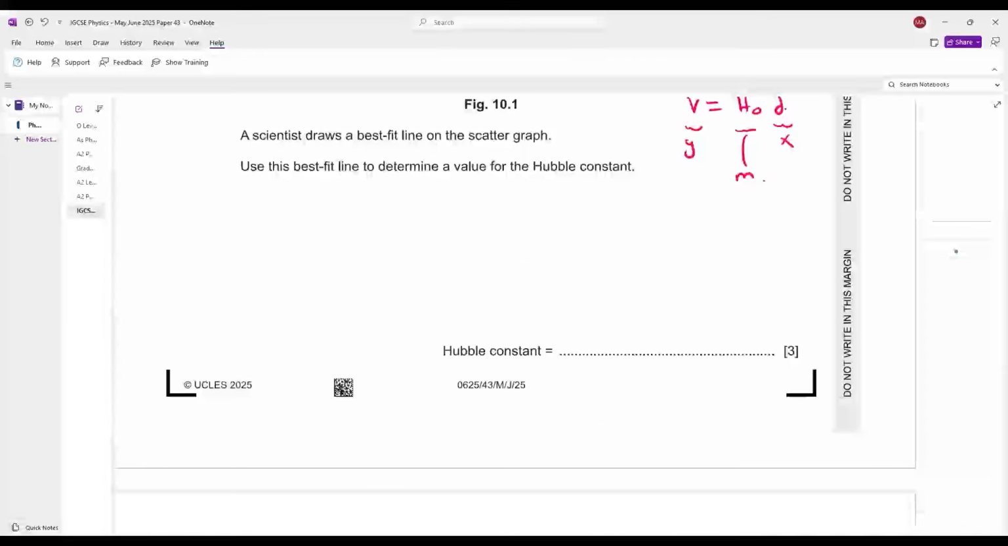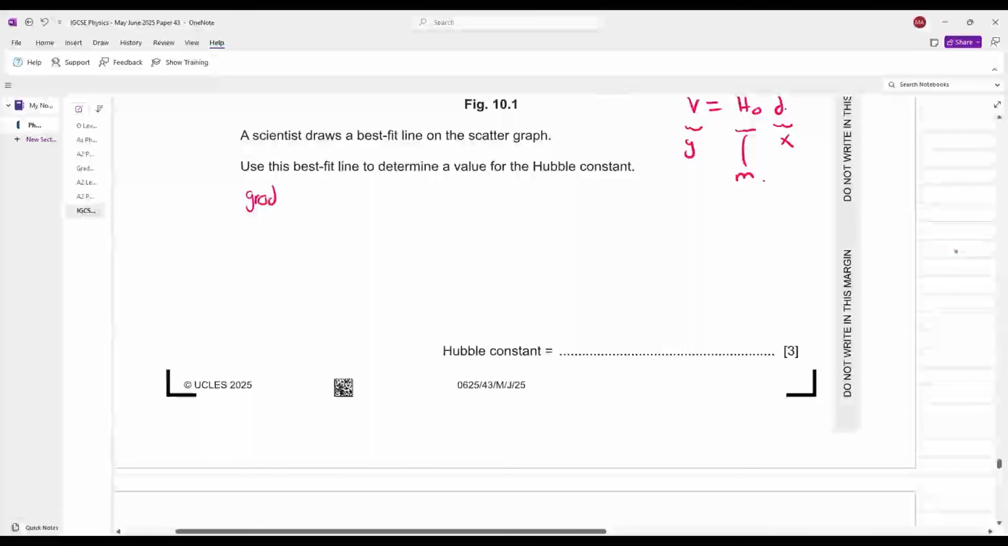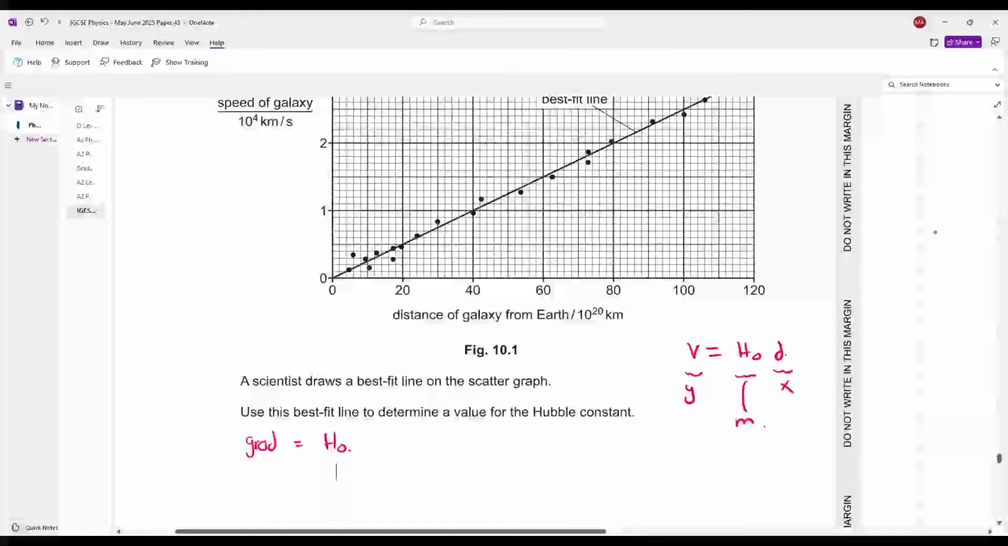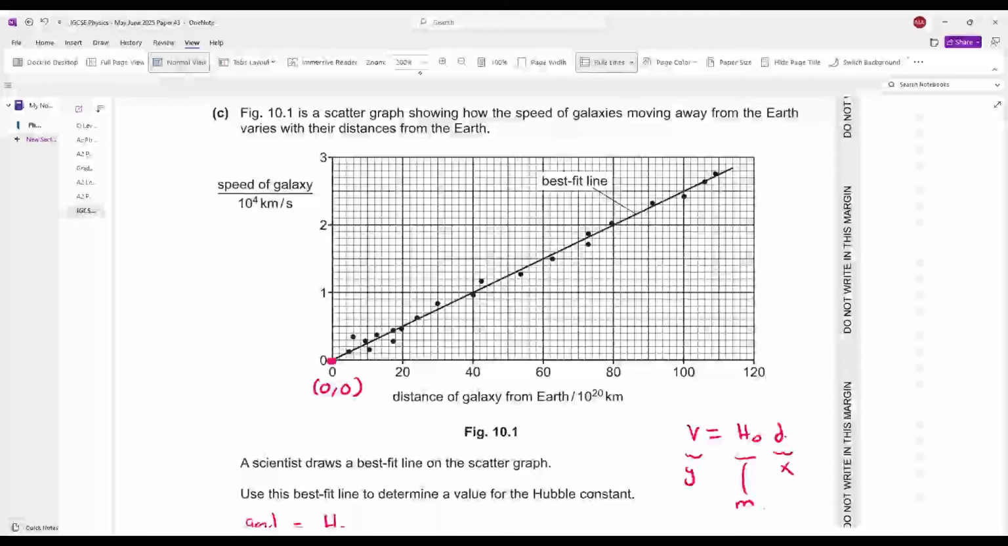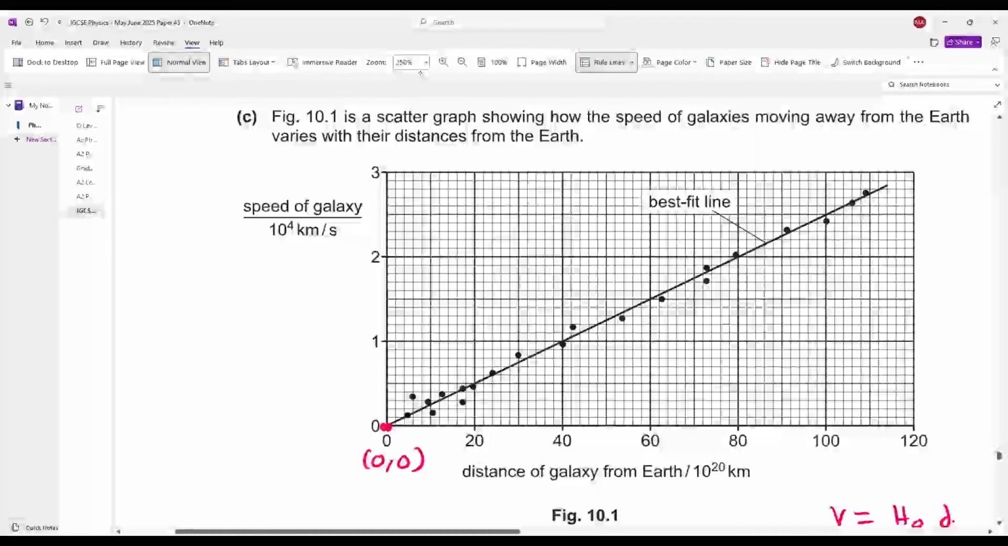So what do we have to do? Use the line of best fit to determine the value of the Hubble space constant. What do we know? The gradient of this line is equal to the Hubble space constant H naught. So let's take 2 points on this line. Let's take this point 0, comma 0. And which other point can we take? Let's zoom in a bit. Let's take approximately this point. This is x 100 and y 2.5.